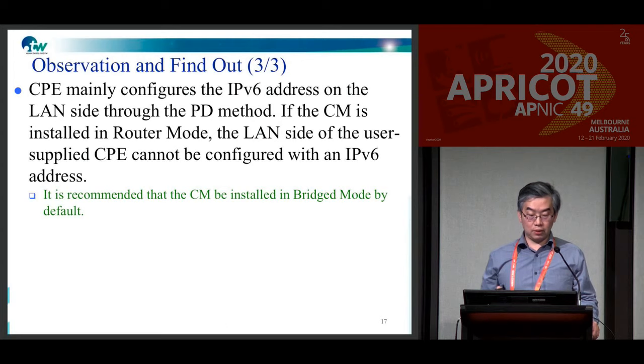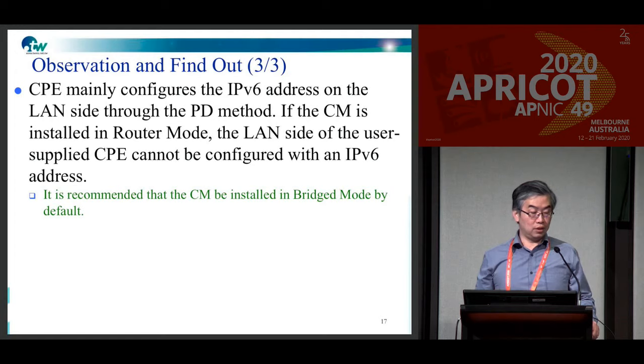The third observation is that the CPE mainly configures the IPv6 address on the LAN side through the PD method. So if the cable modem is installed in router mode, the LAN side of the user-supplied CPE cannot be configured with an IPv6 address. So it is recommended that the cable modem be installed in bridge mode by default, so the CPE can successfully be used.